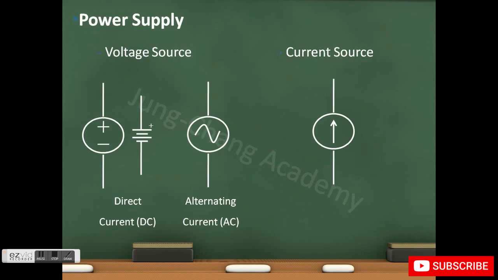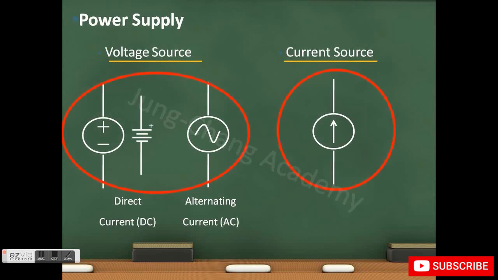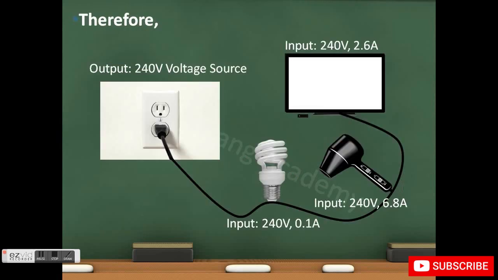Now you know what voltage and current are, we can look at different types of power supply. In general, there are two main types, voltage source and current source, and their electric symbols are shown here. The voltage source will pump out whatever current it needs to maintain its voltage, and the current source will supply whatever voltage it needs to maintain its current. So if we look back to this example, because we have a 240 volt voltage source, it will supply whatever current it needs to maintain this voltage, and the current will depend on the loads themselves.